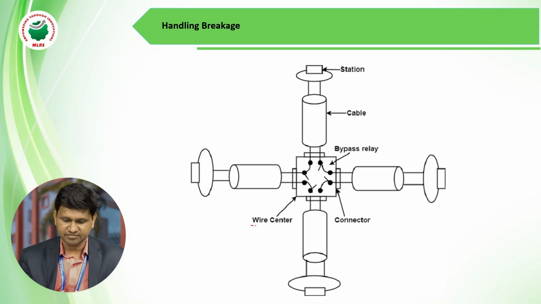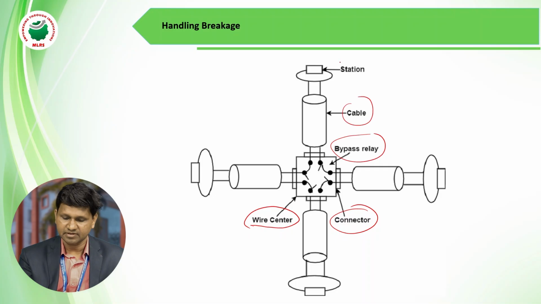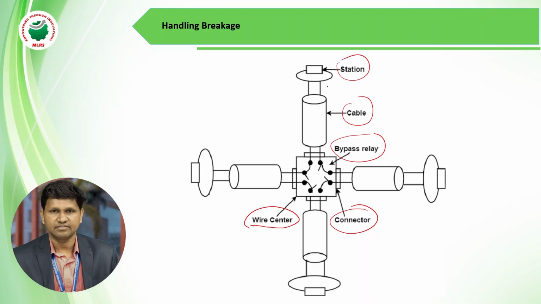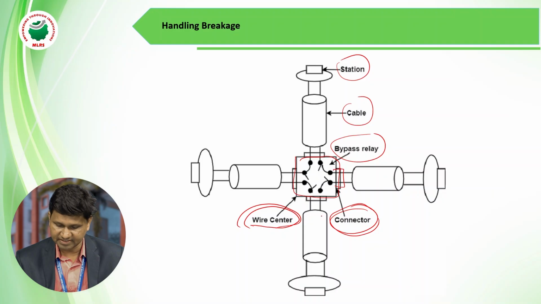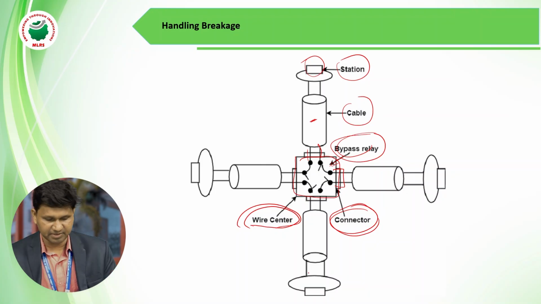Suppose we have wire centers, connectors, bypass relay, cable, and station. Suppose I want to send one simple message, which is in the form of frames. Here this is the wire center, and we also have some connectors. In a multi-user situation, we can send the data directly or take the data through the bypass. This is the cable, this is the station, and like that we have a bypass relay.